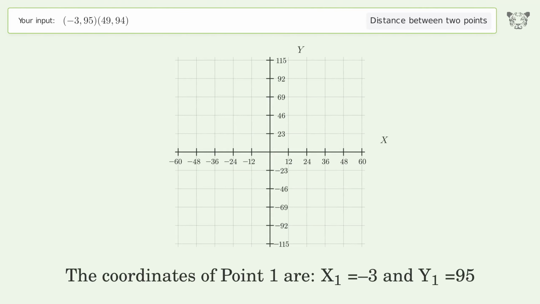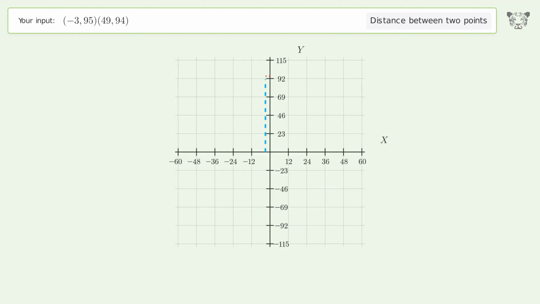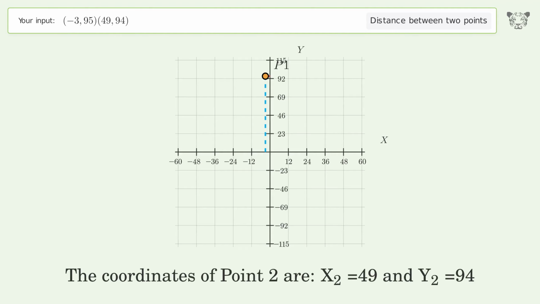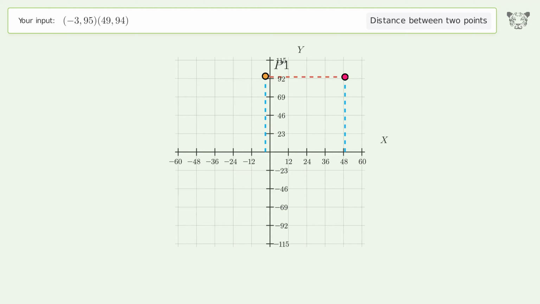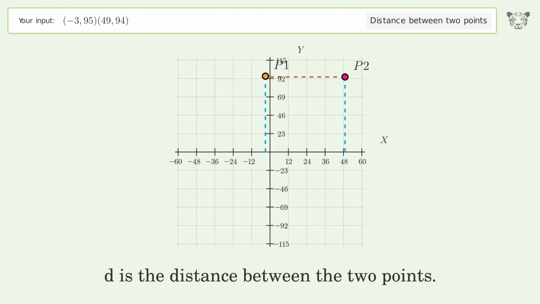The coordinates of point 1 are, x1 equals -3 and y1 equals 95. The coordinates of point 2 are, x2 equals 49 and y2 equals 94. D is the distance between the 2 points.